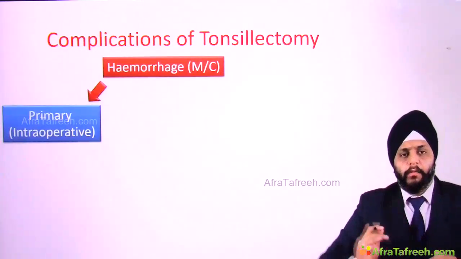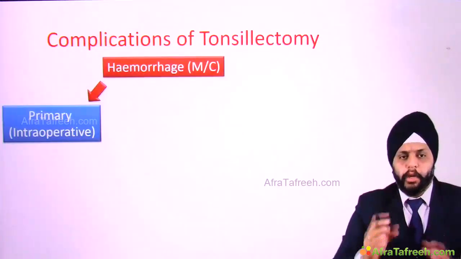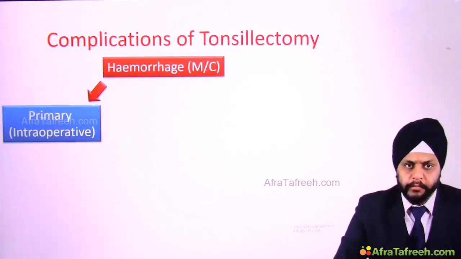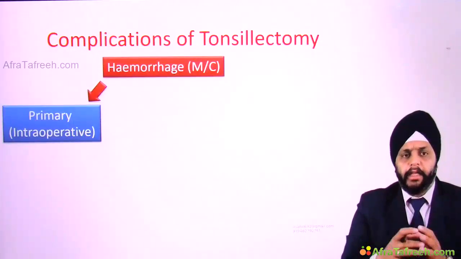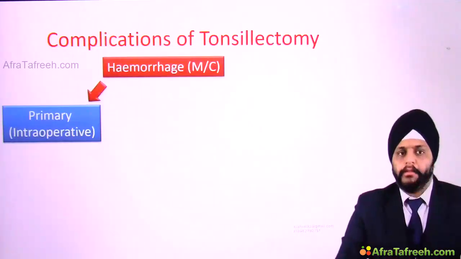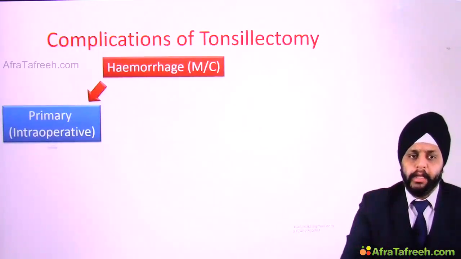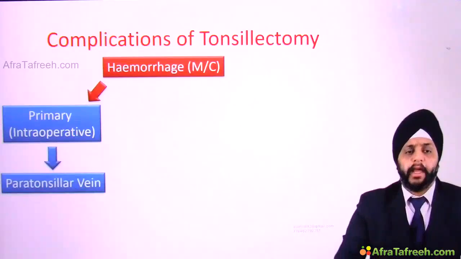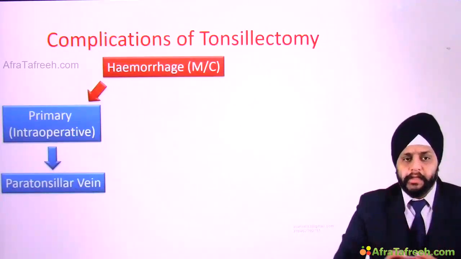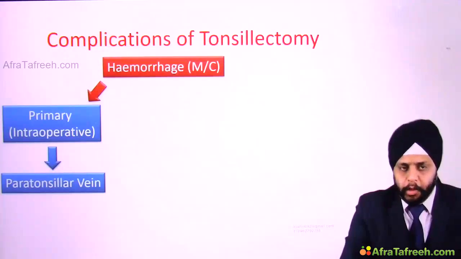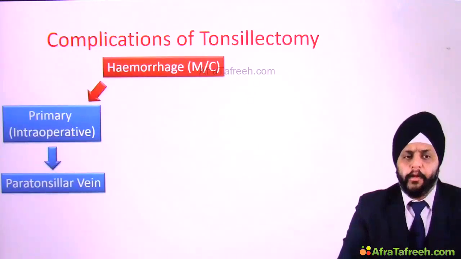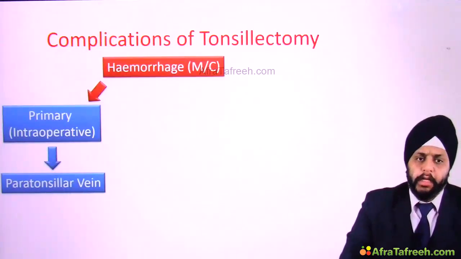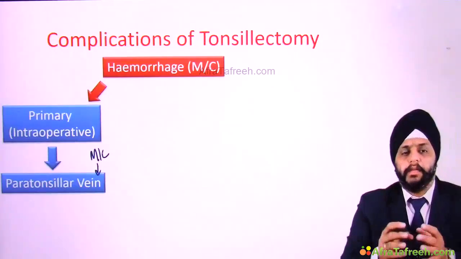Now when the girl slaps the boy, what kind of slap will that be? That will of course be a soft slap. Therefore, the primary hemorrhage is because of the paratonsillar vein. It's a venous hemorrhage, not very massive. This is the most common source for primary hemorrhage.